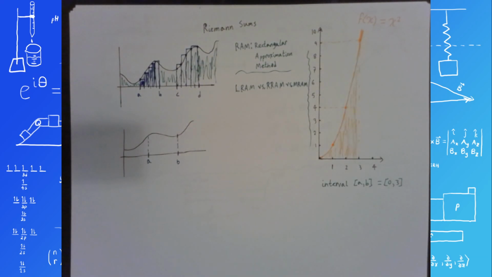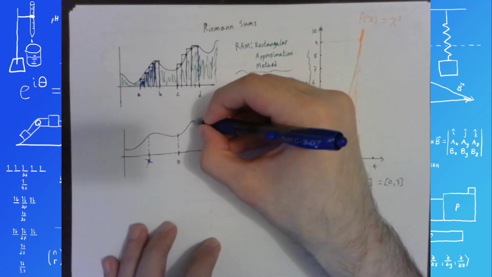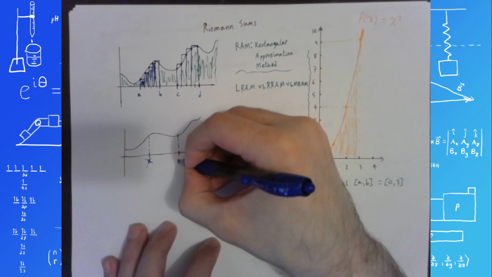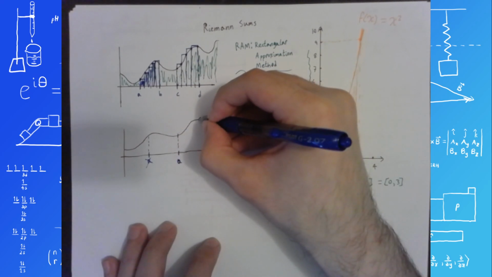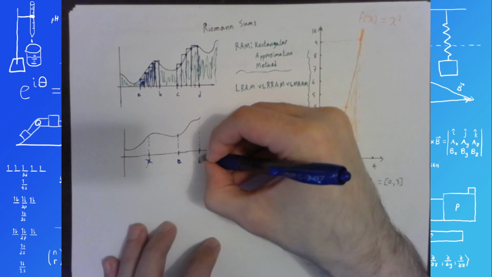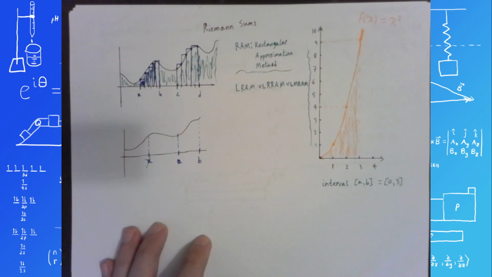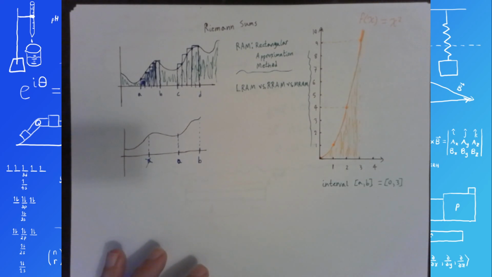Well, I guess that, hold on. You know what? No, scratch this. Let's do it. Let's make this the A, and let's make this the B. Yeah, that looks a little bit better, because this one is practically a rectangle already. Not really the best way to illustrate my point.